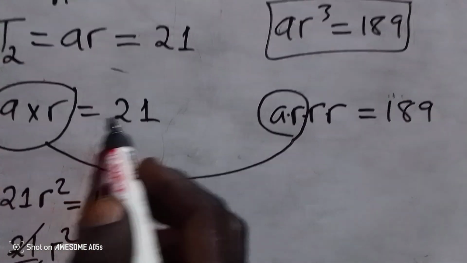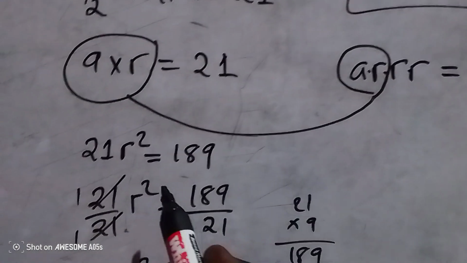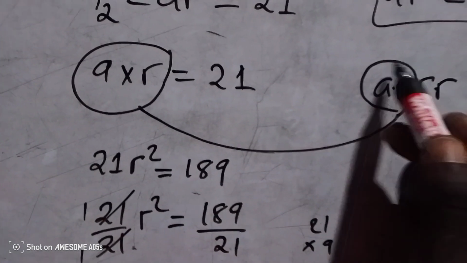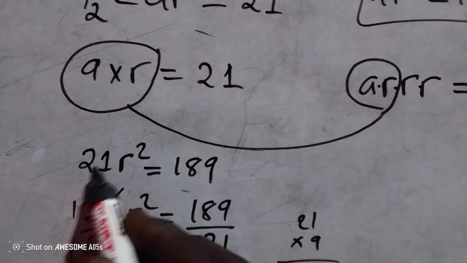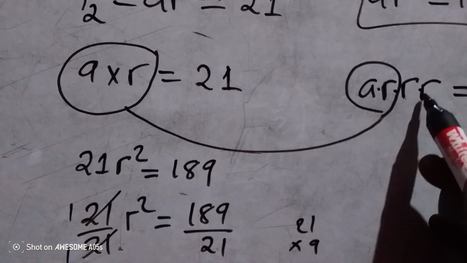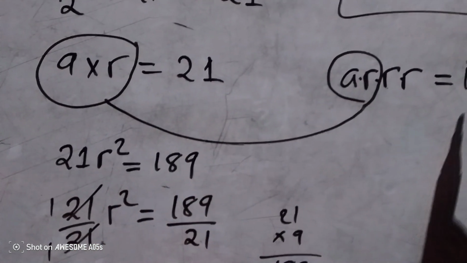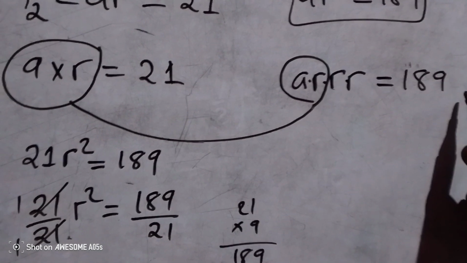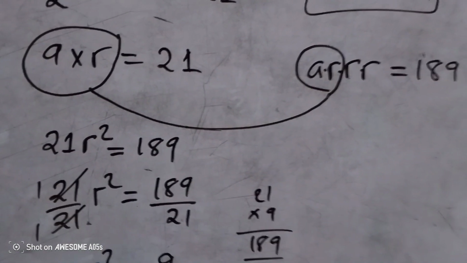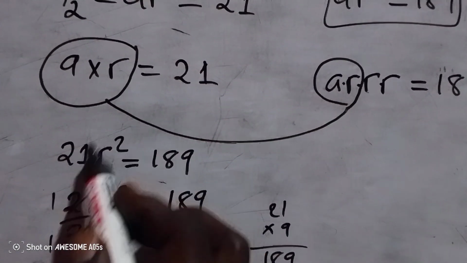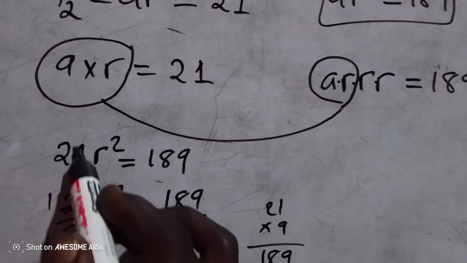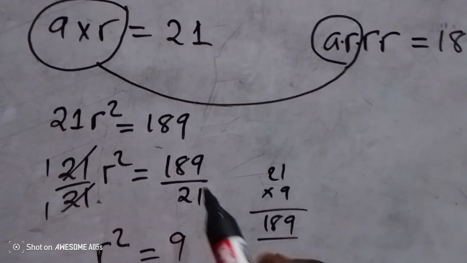Then we saw that this part can be accommodated into this one. So what is this part? It is 21. That's how we came down here and replaced it with 21, and what remained is r squared. But this was equal to 189, hence we put 189 there. Then we noticed that we are left with only r. So that's why we divided by 21 on both sides.